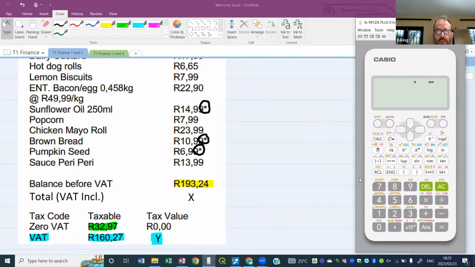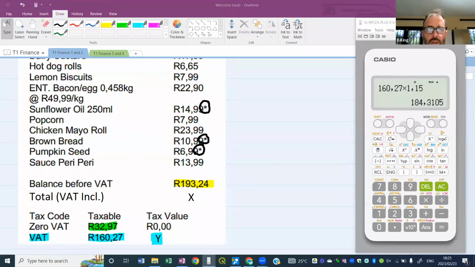All right. So this is what I'm going to do with my calculator. I'm going to type in 160.27. And I'm going to use the quick method. So I'm going to times by 1.15. If you're not sure how we did this, please have a look at the YouTube video. And then I'm going to press equals. Okay, we're getting 184 Rand. And if I round off, it's 31 cents, which is what everyone else is getting. Oh, 183.27.